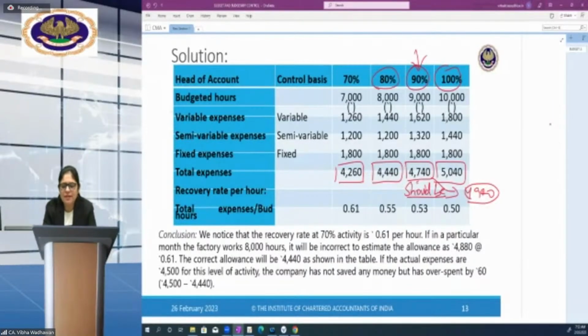We notice that the recovery rate is 0.61 per hour. So we have calculated the recovery rate. Recovery rate means total cost divided by total hours. So how has this come?